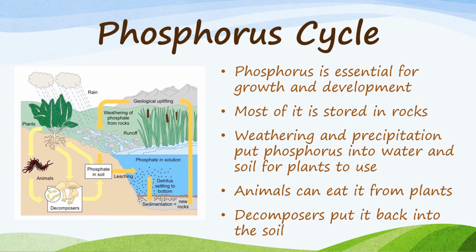The final cycle is the phosphorus cycle. This one's essential for growth and development. We need it in order to grow. Now, most phosphorus on the earth is stored in the rocks, so the main way that it starts to get out of the rocks is through weathering. Weathering and precipitation will create phosphorus that can go into the water or can go into the soil, and then plants can take it up, animals eat it from the plants, and decomposers can put it back into the soil.